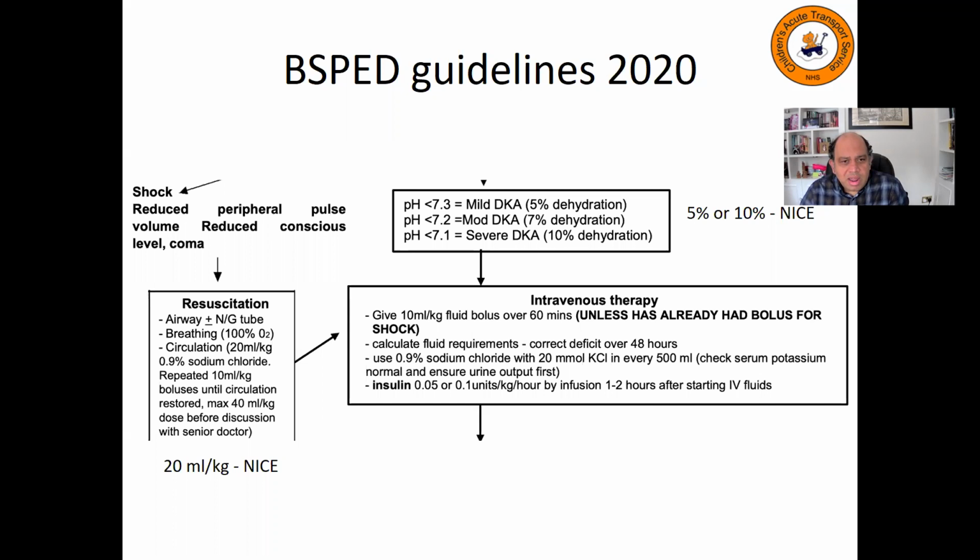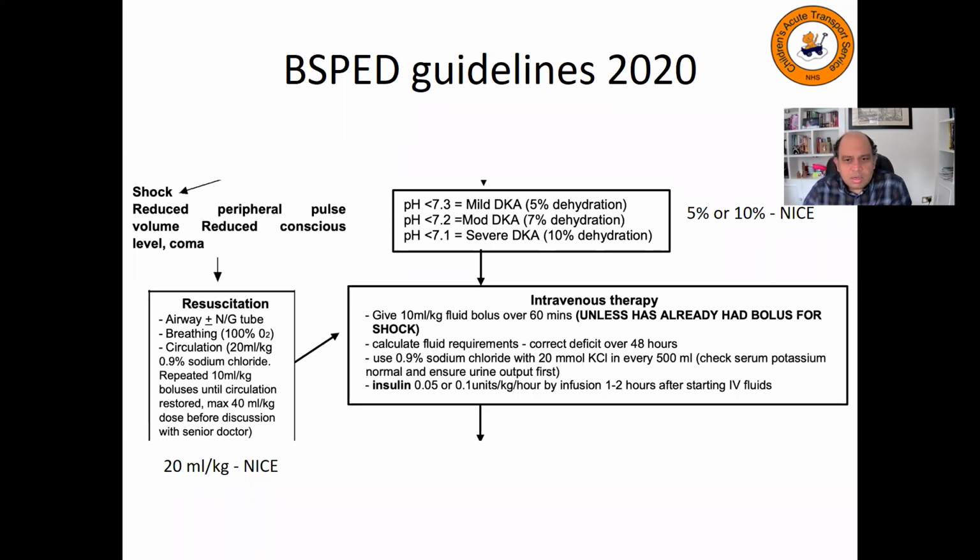Similarly, grading the DKA into mild, moderate, and severe has been de-emphasized into 3 grades by NICE, just to have 5% or 10% dehydration correction rather than the 5, 7, and 10% dehydration estimation and correction advised by BSPED guidelines. So mild and moderate DKA in the NICE update are 5% rehydration and 10% for severe DKA.